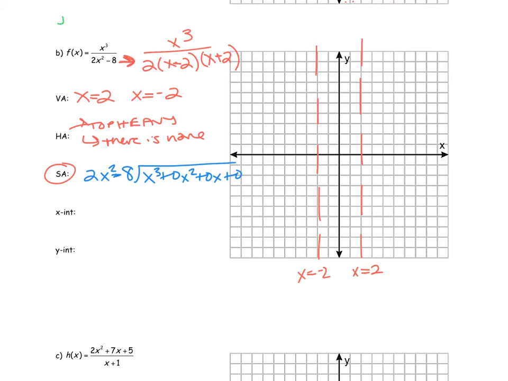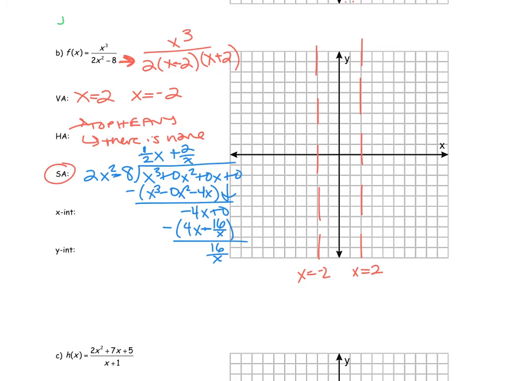All right, so let's check. 2x squared times what will get me to x cubed? Well, we need an x. So 2 times 1/2 is going to be 1. So there you go, 1/2 x. Okay, and let's just double check our math here just to make sure.